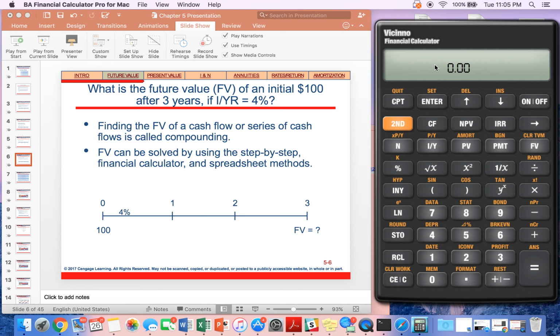So if it helps you, if you're a visual learner, you can go ahead and draw out that timeline just like they have down here. So today, year 0, or today's point in time, I have $100, and I'm going to travel in time 3 years to find out what the future value of that money is.